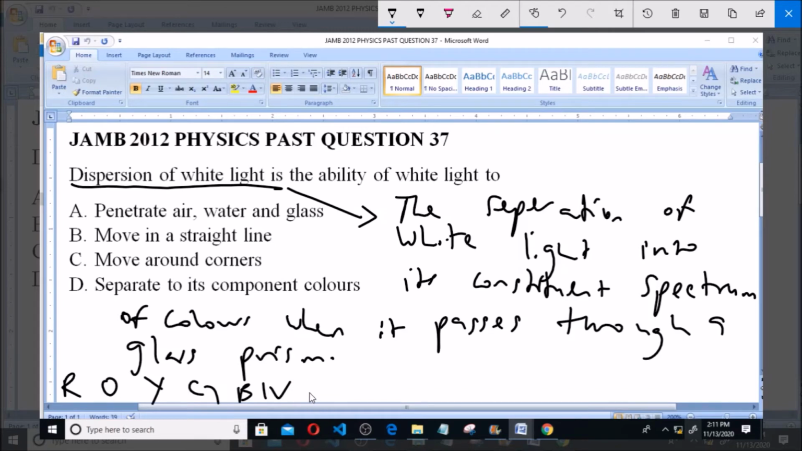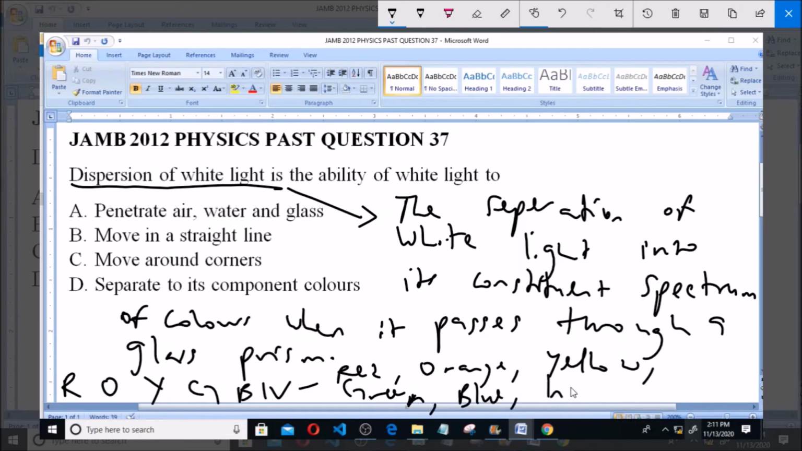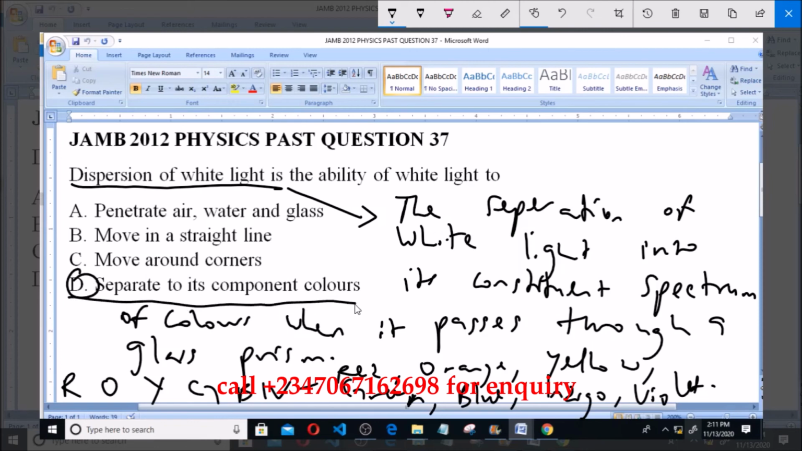Okay, so that's red, orange, yellow, green, blue, indigo, and violet. So we have defined dispersion of white light as the separation of white light into its constituent spectrum or constituent colors. So option D says separate to its component colors. So that, in summary, is the answer to this question.